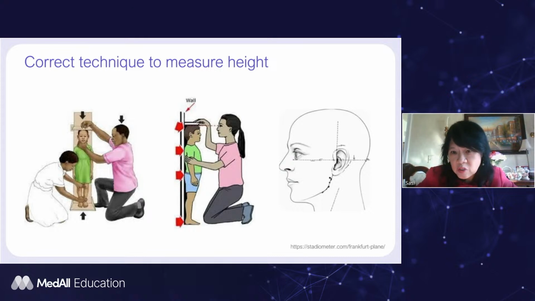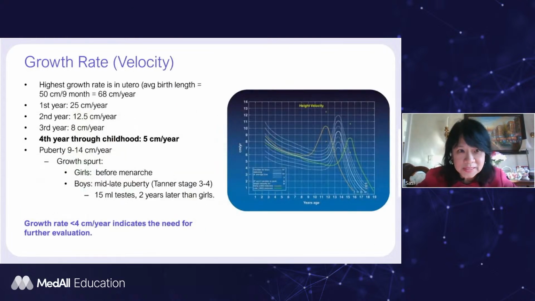So this line needs to be parallel to the floor in order to have the right position of the head, because if the head is tilted up or down, that can affect the height measurement. So we need to pay attention to this.